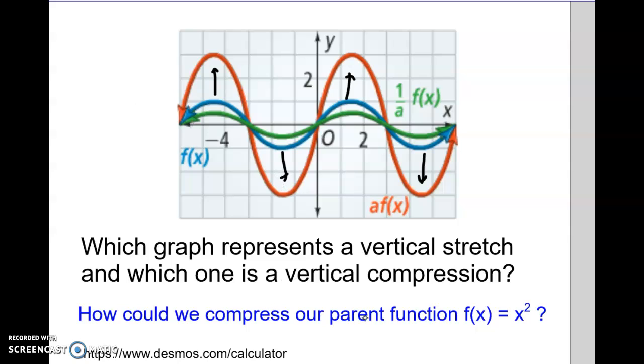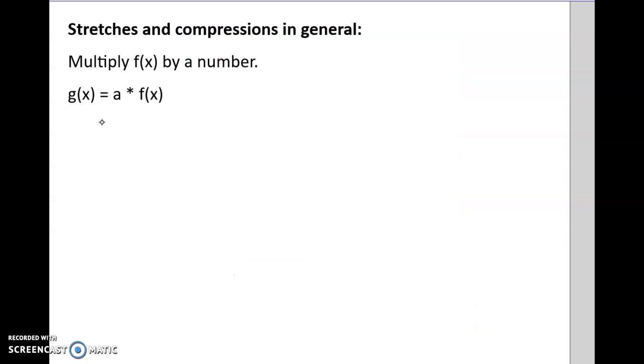Okay, so we want to do our parent function again of x squared, and how do we want to stretch and compress it? In your notes, I think a good thing to have down is that how you do a stretch or compress is you multiply the function by some value a. And depending on what a is, that'll either make it stretch or compress.